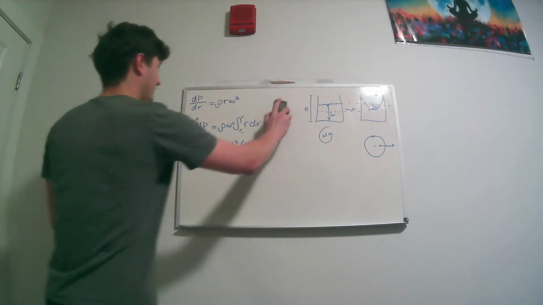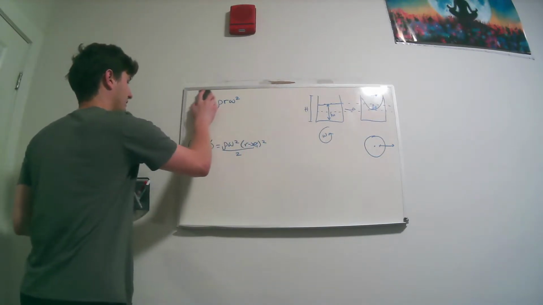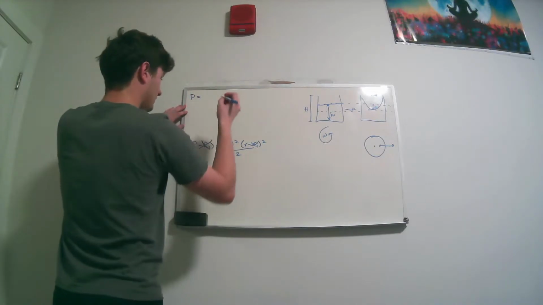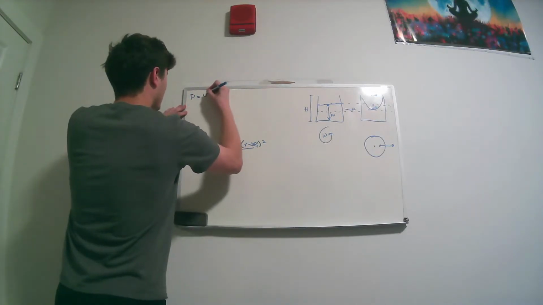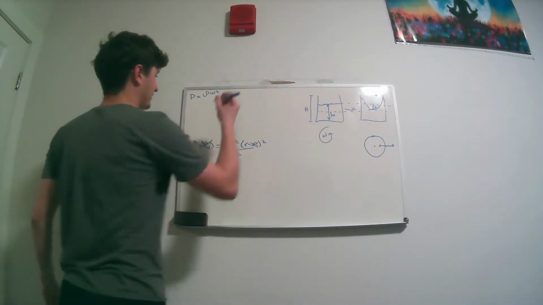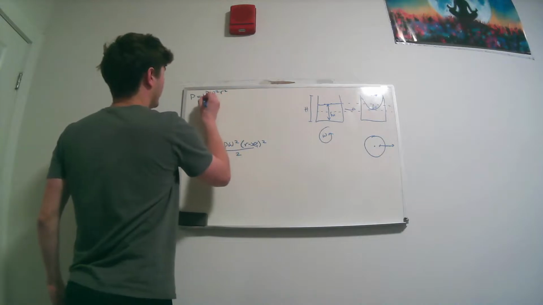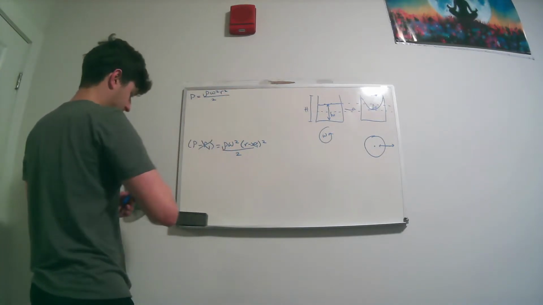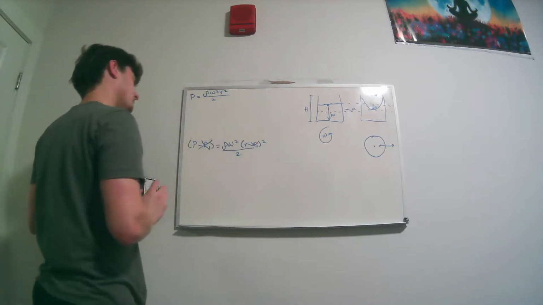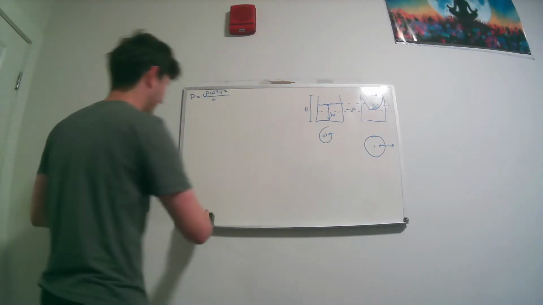What I will do is I will write this up here carefully. P is going to be equal to rho, density of our fluid, multiplied by the angular velocity squared multiplied by our radius squared, all over 2. Yes, that's correct. Okay. Second guessing myself.